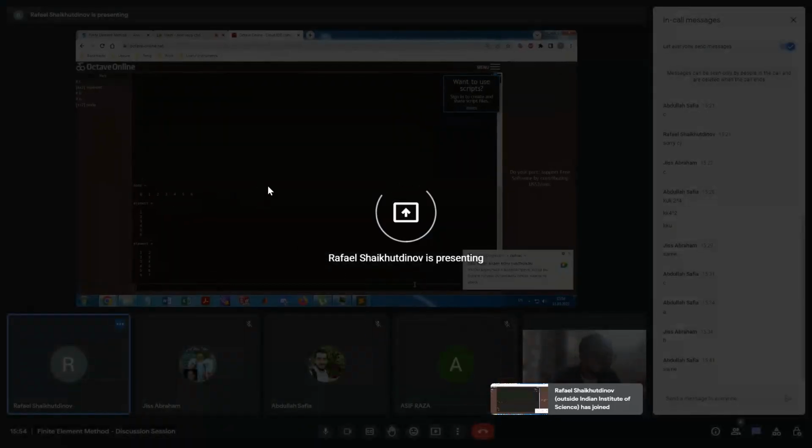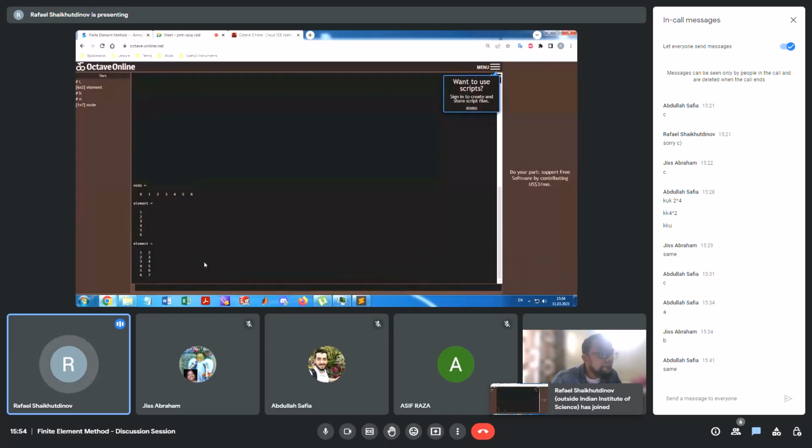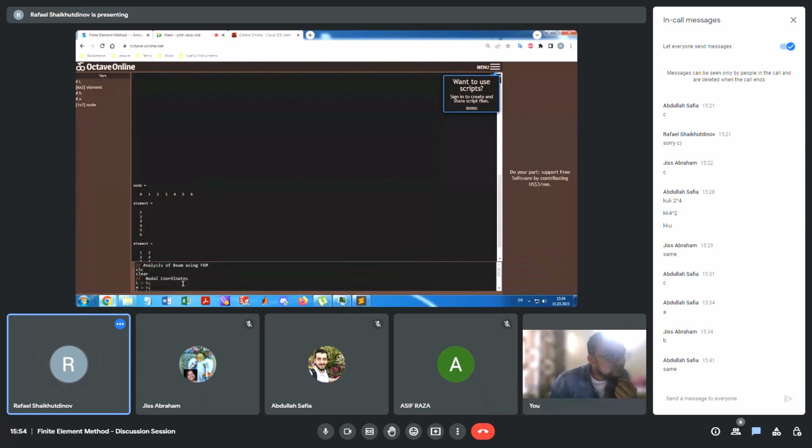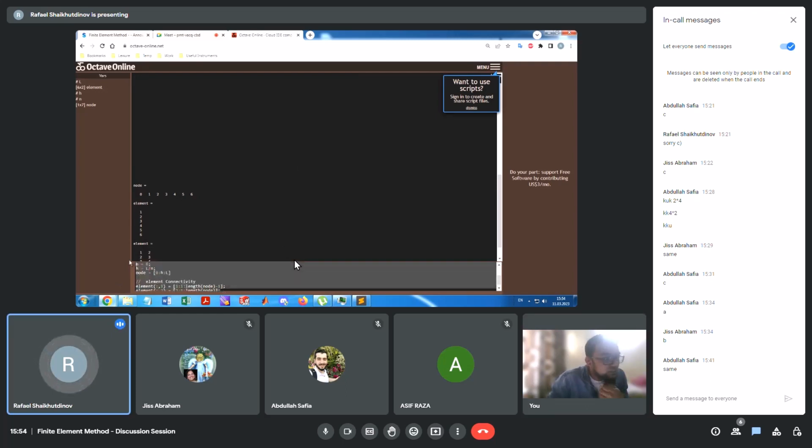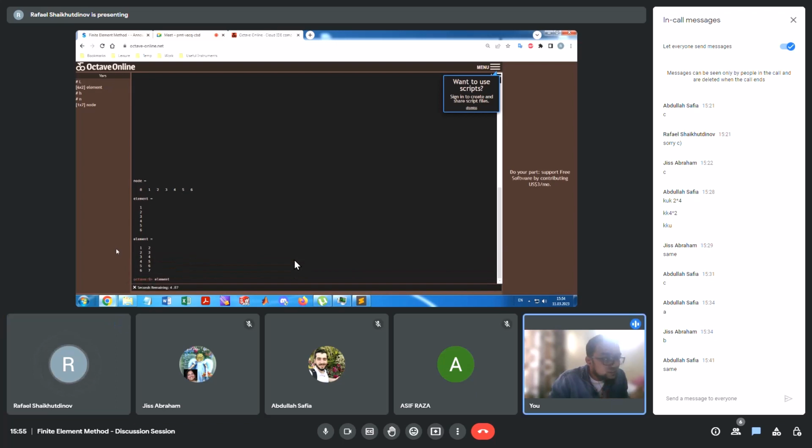Yeah. I just ran this, as you can see here, up to where I enter n is equal to 6, and after that we can see the element connectivity and what the elements are. Now I can see 1, 2, 2, 3, 3, 4, 4, 5, 5, 6, 6, 7.